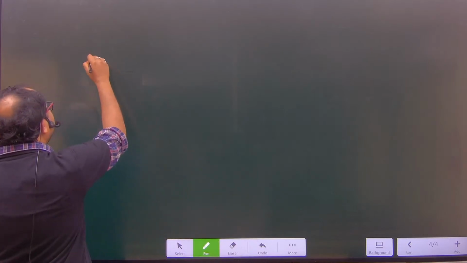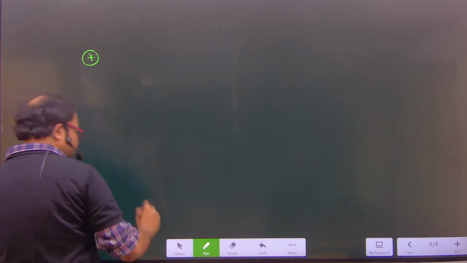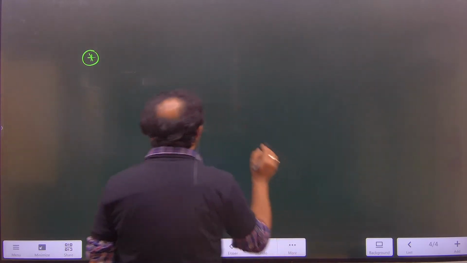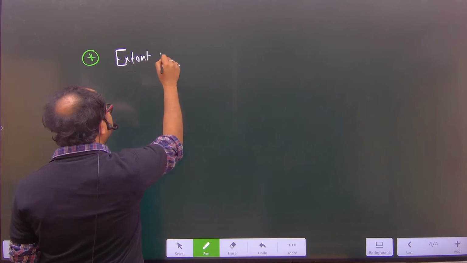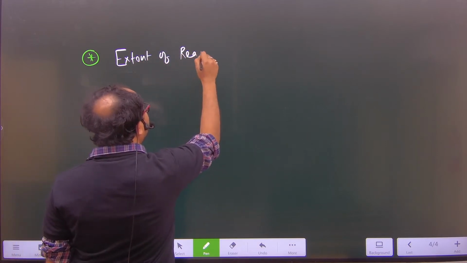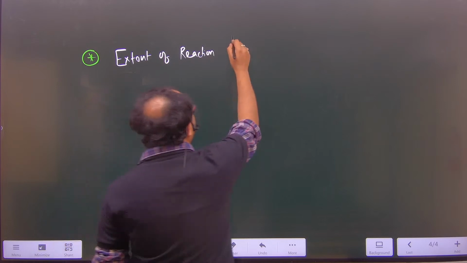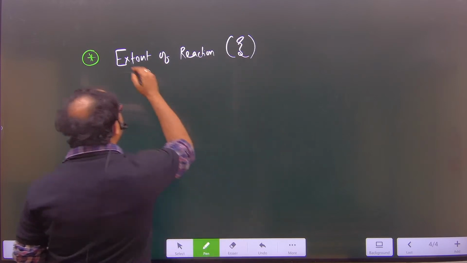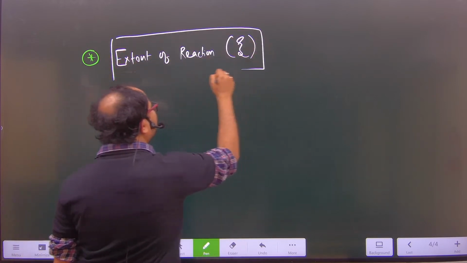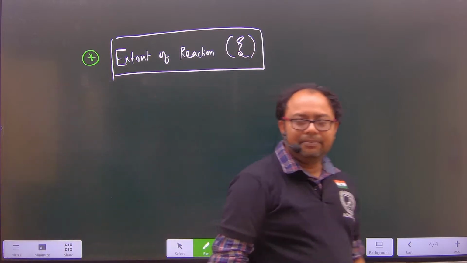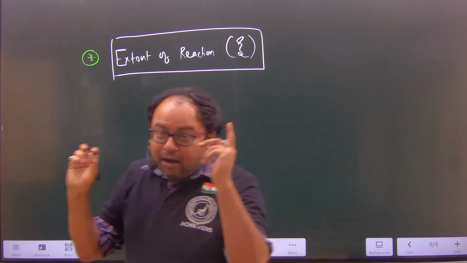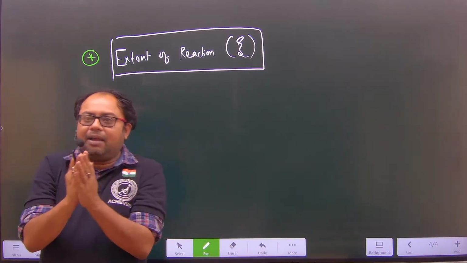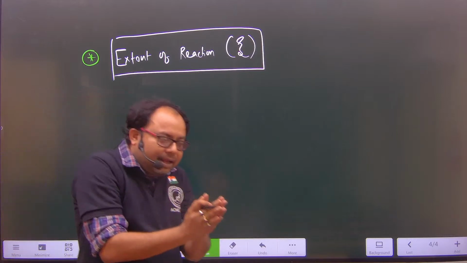And for this purpose, we need to define a very important term. The term is extent of reaction. Extent of reaction, which is denoted as xi. So this was the fundamental physical parameter in context to chemical kinetics.